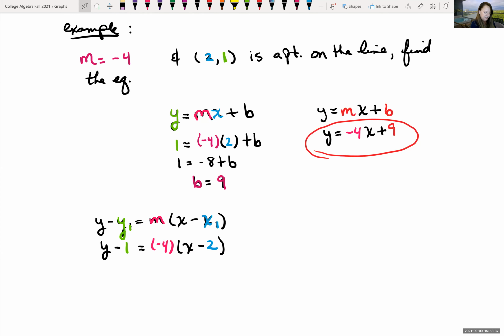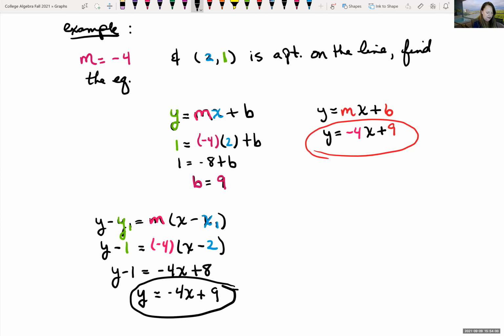So let's clean it up a little bit. Let's distribute our -4 to each term. So we have y minus 1 equals -4x plus 8. Now if we add 1 to both sides, to get y by itself, we have y equals -4x plus, well, 8 plus 1 is 9, which is the exact same thing we got here. So either way you want to approach it, whatever's easiest for you, go ahead and do that, but you'll see me using this most of the time.